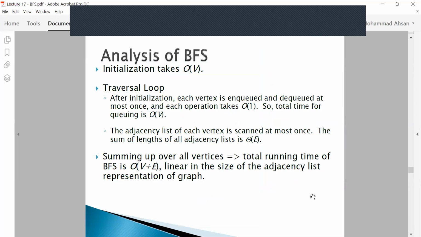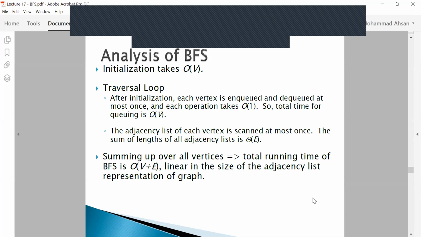So your initialization takes V time, you initialize all the vertices with white color and their distances as infinity. So after initialization, every vertex is enqueued and dequeued at most once, and each operation takes a one-step operation. So again the time taken is V. O of 2V, O of V, same thing. The adjacency list of each vertex is scanned at most once. So if you have S connected to, let's say, 10 adjacent vertices, all these adjacent vertices are in a linked list. So it's something like this.